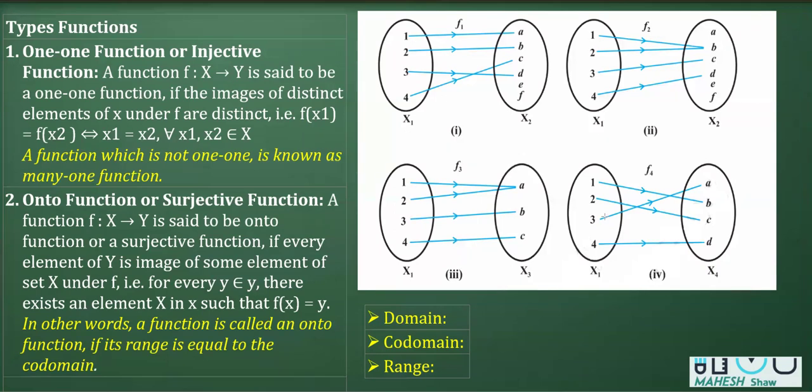Coming to the last part, here 1 is related with B, 2 with C, the image of 3 is A, and the image of 4 is D. So we can see that no two elements in the domain have the same image in the codomain. And that's why we say it's one to one, right? Not many to one, it's one to one. And that's why we can say that it is a one-one function.